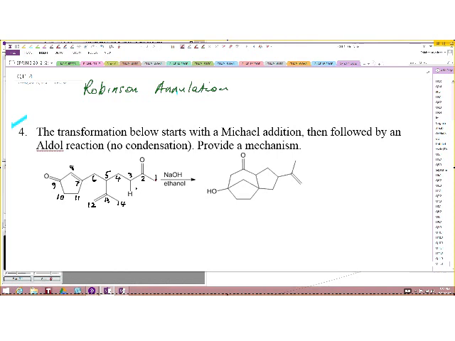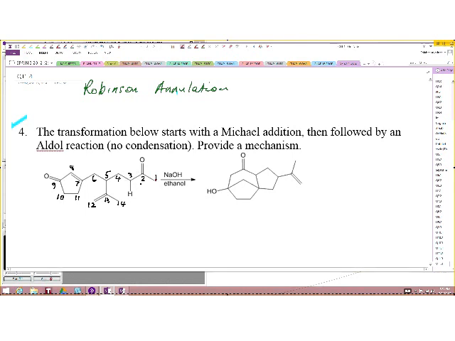they already told you the first thing that happens is a Michael addition reaction. So if we are going to do a Michael addition reaction, which carbon here will be your nucleophilic carbon? Which one? 3? Okay, very good.